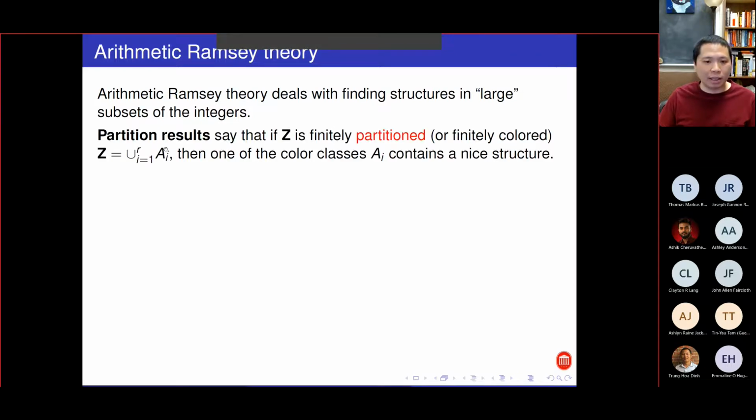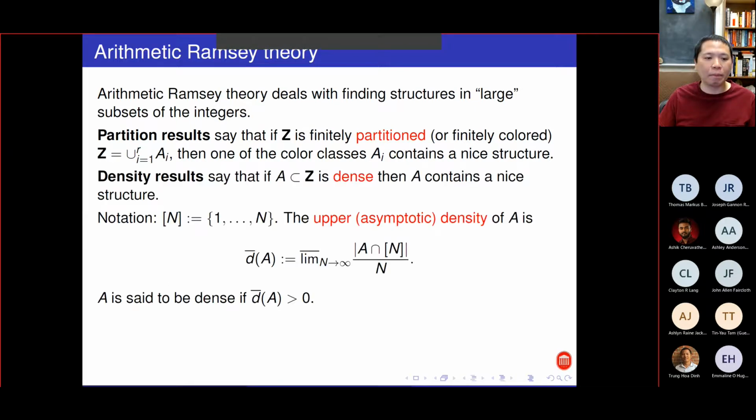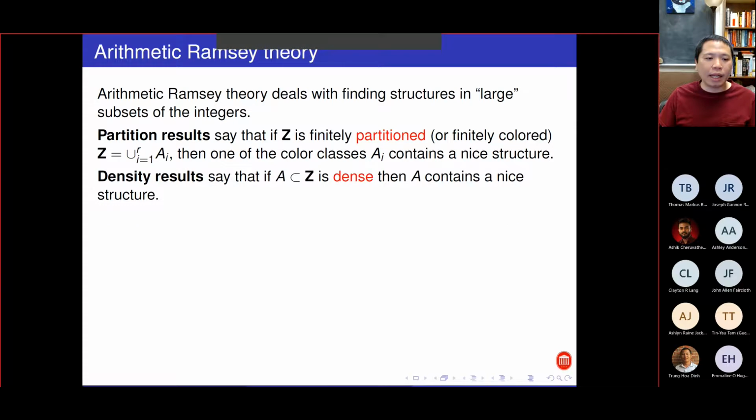A partition result says that if you color or partition the integers into finitely many classes, then one of the colored classes contains a nice structure. So in other words, we can find a monochromatic structure. And the second kind of result is a density result, which says that if your set A is dense, then your set contains a nice structure. I will define dense in a second. And what do I mean by dense?